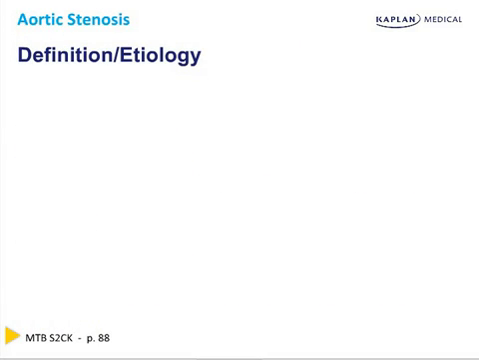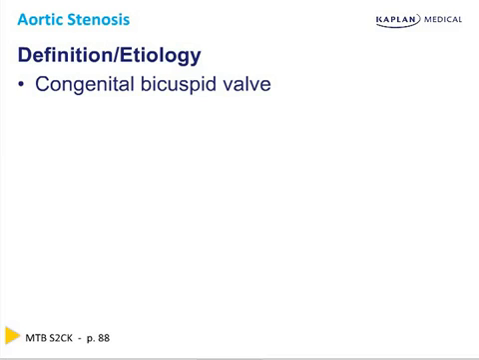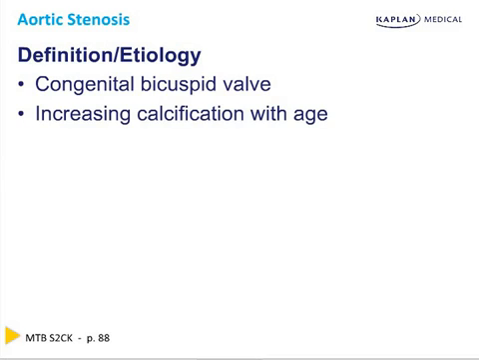The most common cause of aortic stenosis is a congenital bicuspid valve and calcification with age. Bicuspid valves are much more common than you might think. They really are. They are congenital, we don't know what happens, and then they calcify with age because the extra pressure damages the endothelial lining.